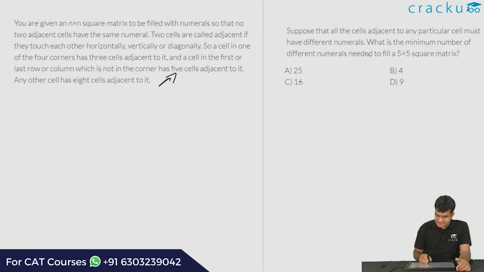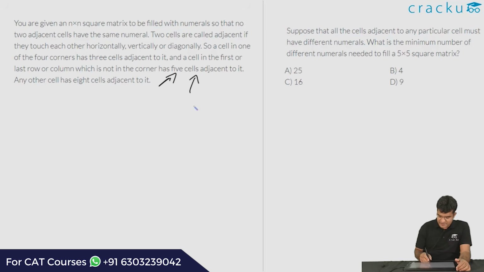Suppose that all the cells adjacent to a particular cell must have different numerals. What is the minimum number of different numerals needed to fill this 5 cross 5 square matrix? Here there is a slight difference from the rules that were given initially. Initially there can be a cell, but its value will not be the same as the cells adjacent to it.